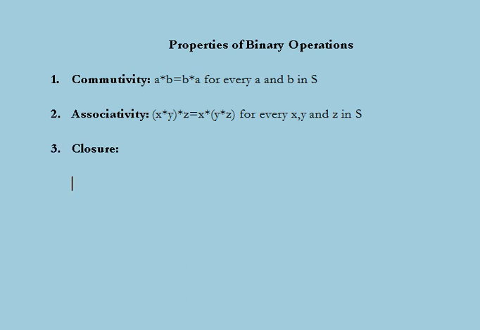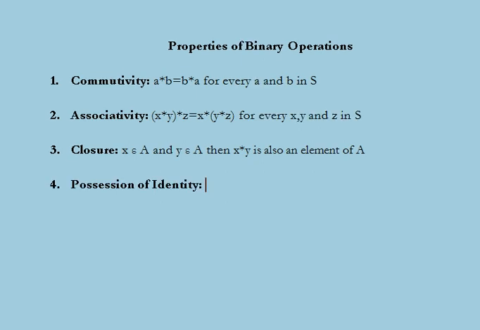Another property associated with binary operation is the closure property. A binary operation denoted by star is said to be closed on a set A if and only if whenever x belongs to A and y belongs to A, then the binary operation on x and y is also an element of A.